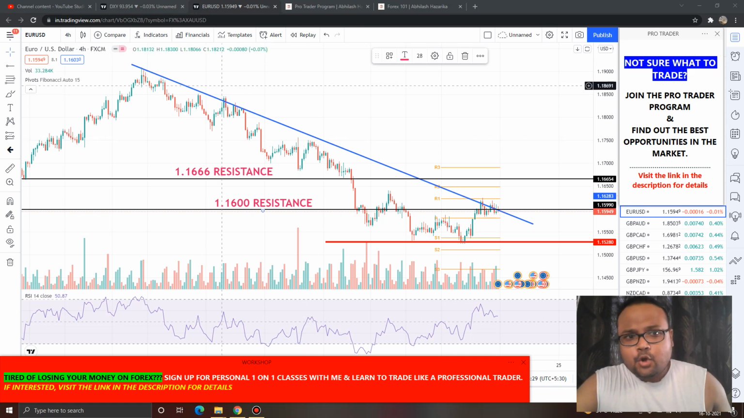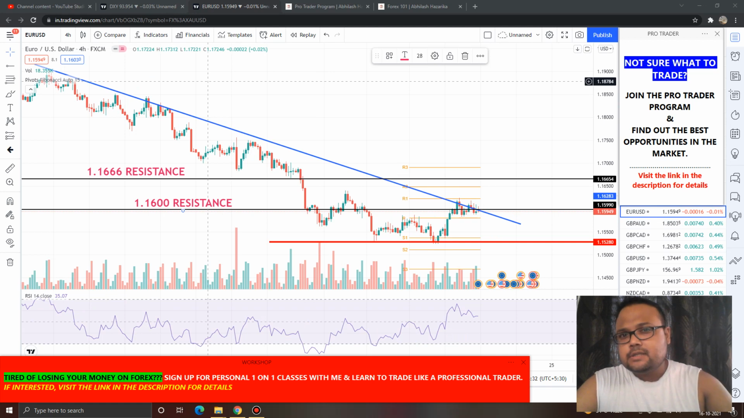Yes, we can see that the overall trend of the Euro USD is very much towards the downside, or in simple words, this is a seller's market. Sellers are dominating the chart of Euro USD.